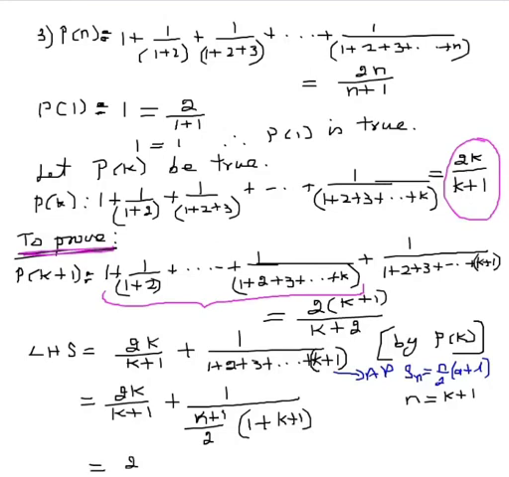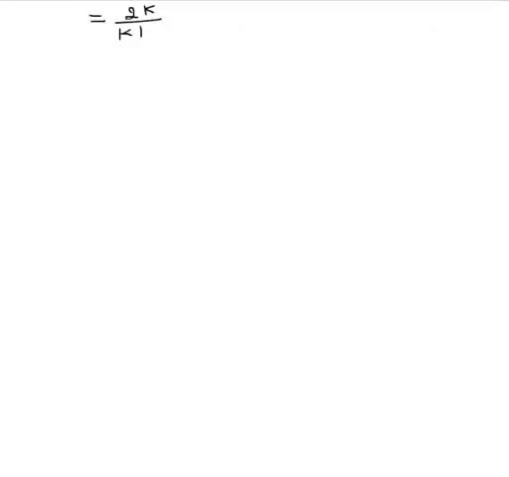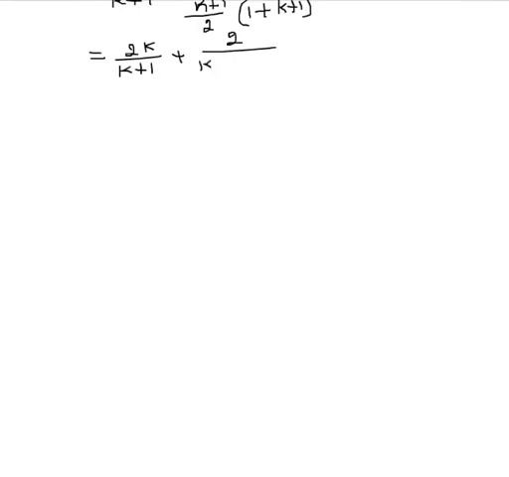Let us simplify this. 2 divided by k plus 1 into k plus 2. Now take out the common factors. Here the common factor is 2 in the numerator and k plus 1 in the denominator. We have k in the first term and 1 by k plus 2 in the second term.